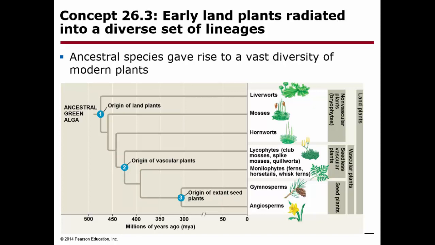We describe the paraphyletic group, including the lycophytes and the monilophytes, which includes club mosses, spike mosses, quillworts, ferns, horsetails, and whisk ferns, as the seedless vascular plants. Much more recently, seeds evolved and gave rise to two different clades, the gymnosperms, which contain many conifers, and the familiar angiosperms, also known as the flowering plants.